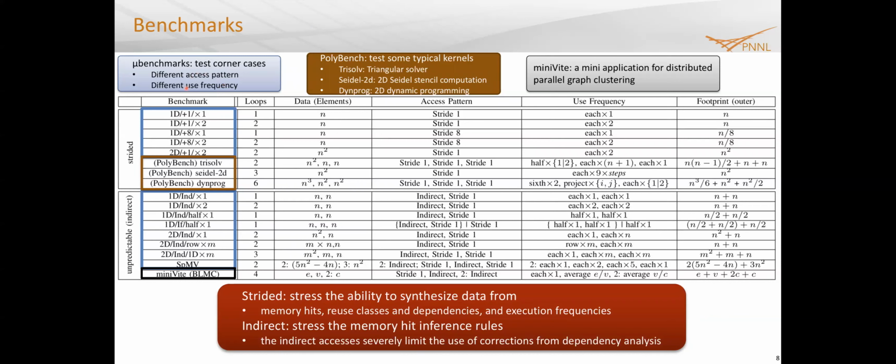We use 3 different benchmark suites. The first benchmark suites, in the blue boxes in here, are micro benchmarks, which are used to test corner cases. The brown benchmark suites are the 3 benchmarks that we use, the pull benchmark suites, and in the black box in here, we use miniVite. That's a mini application for distributed parallel graph clustering, which is a real-world application that we used. And you can see the different data elements, access pattern, use frequency, and the footprint in this table.